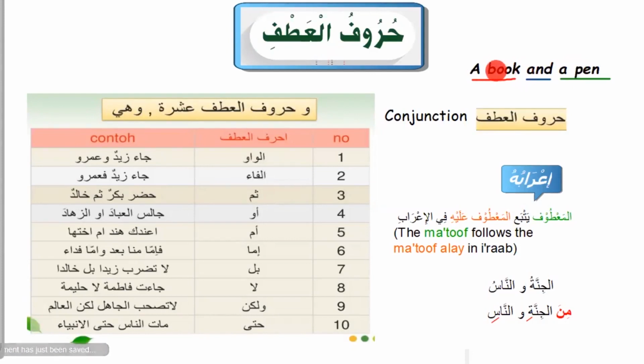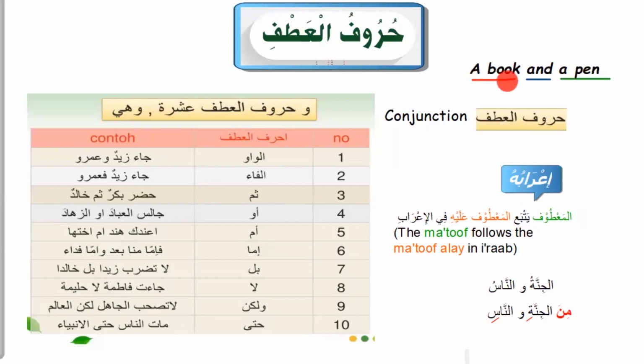In Arabic, a conjunction may join words, phrases, or even sentences. Whatever comes first, the first part that the conjunction is joining, is what we call the ma'tuf alay. The second part is called the ma'tuf. I hope that is clear. A conjunction joins two things, like here a book and then a pen.